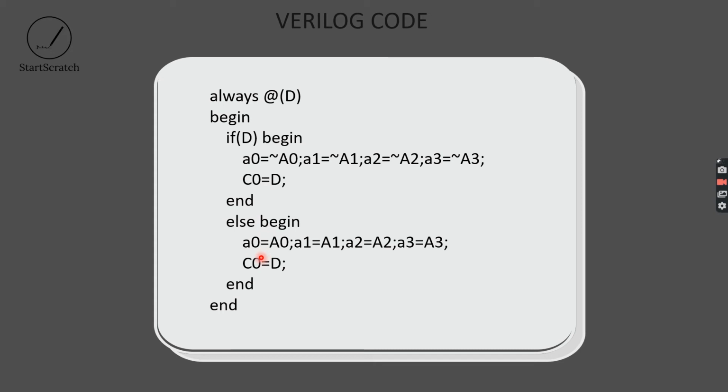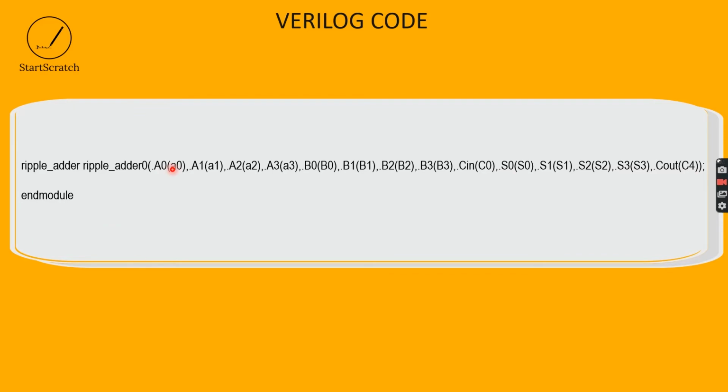Else, that means D equal to 0, that means addition operation will work, and this will be the condition, and C0 equal to 0 will be taken as an input. And I instantiated the ripple adder here with the name ripple adder 0. And if you observe my previous video, you can know that in that video I mentioned capital A0 and capital A1 as the port list there. So I here instantiated their names, and I imported the values of small a0, small a1 and small a2 like this. I gave the values to it.